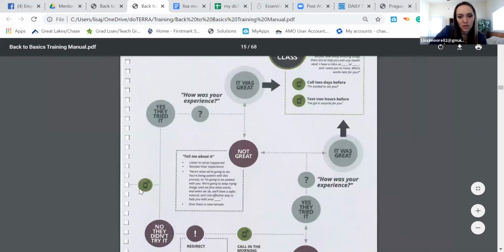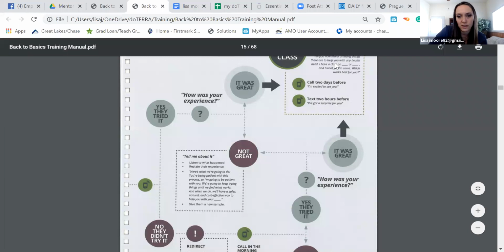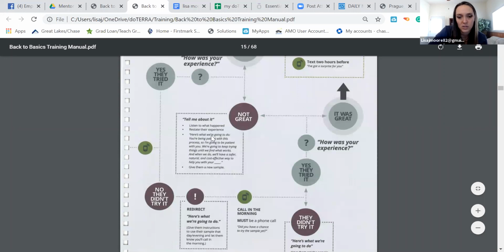So you call them and ask them if they've tried the oil. If they've tried it, then you ask them how their experience was. If it was great, you invite them to the class, okay? If it was not great, listen to what happened. This is like your total cheat sheet for all the stuff that we just talked about, with a script right there. So you can just repeat things until you get to that great experience.